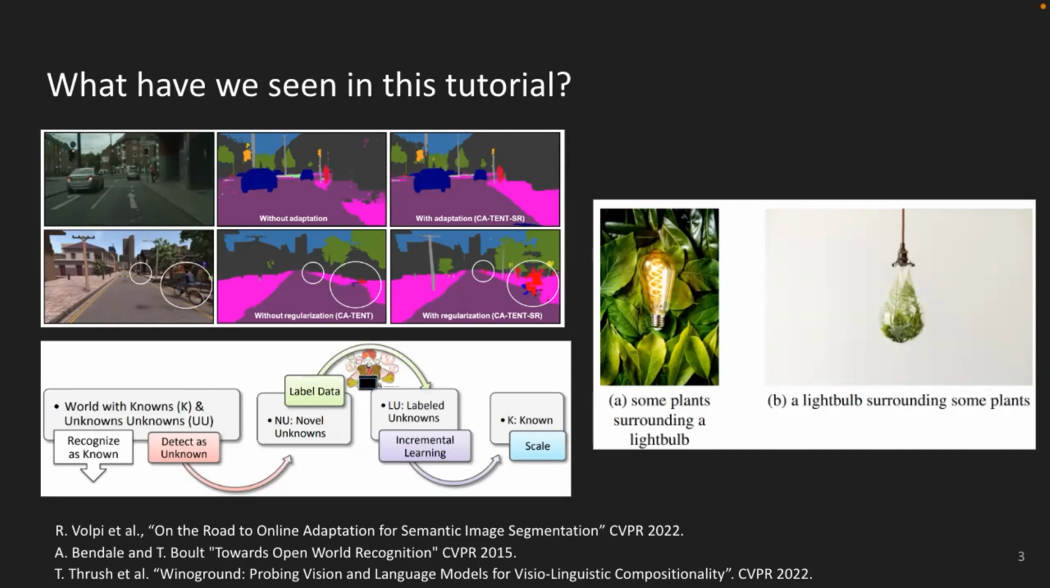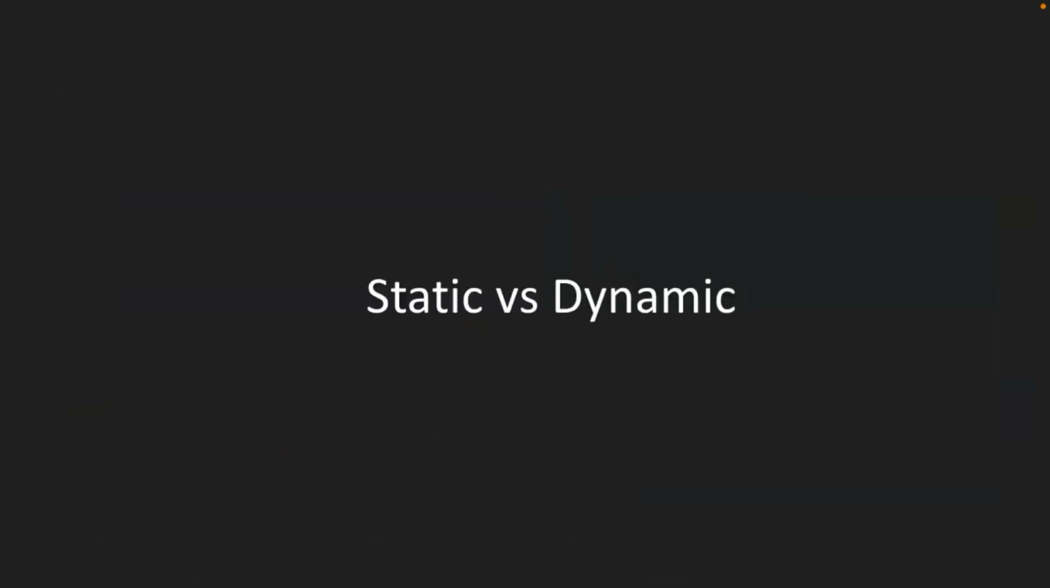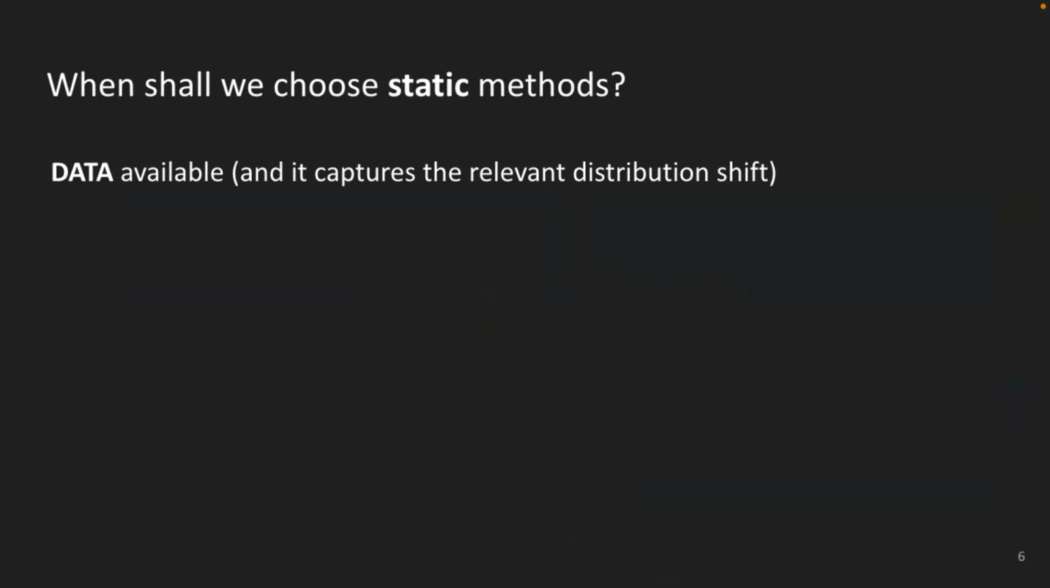And now we want to try to answer the meme that Tyler put in the introduction, and so when to use static versus dynamic types of approaches. I guess there are principles, but the answer is not that clear. So usually we employ static methods whenever we have data. If we don't have data that captures what we want to classify at this time, the type of shift, for instance, it just doesn't make too much sense to apply static methods.